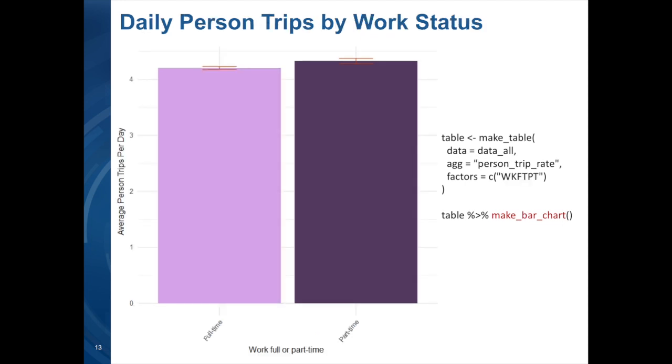Next up, this one, I'm going to play with a little bit more. This is daily person trips by work status. So make table again, it's reading in a hierarchical data set, knowing what factors you've put in, creating this object here. I'm using work full-time or part-time status. Here at this level, we can see part-time workers are traveling full-time. But let's play with it more. So I think I'm going to add some factors to this.